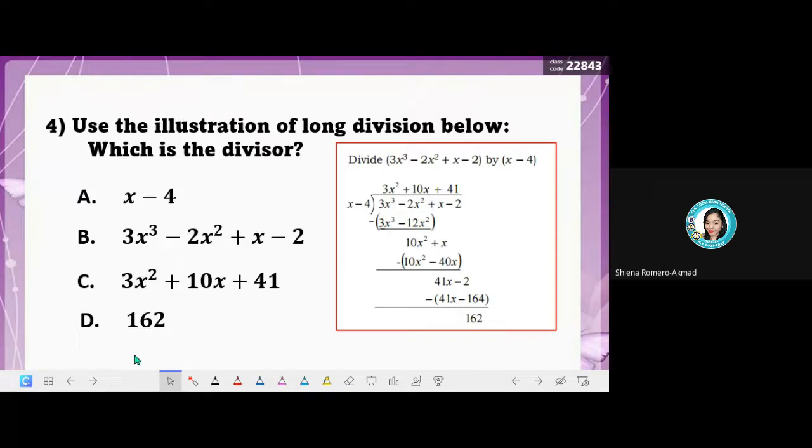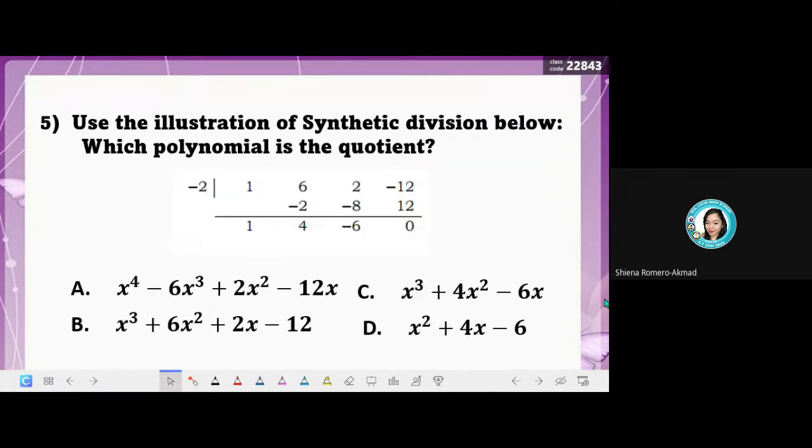And for number 4, we are asked, which is the divisor? So, ayan po, ganito po yung gagawin natin. And ituturo ko siya sa inyo. Very easy lang siya. All you have to do is to follow the steps. So, parang pagsayo lang yan, you have to follow the steps. For number 5, which polynomial is quotient? So, mamaya, masasagot ninyo yan kapag naintindihan nyo na ano yung topic natin. Okay?